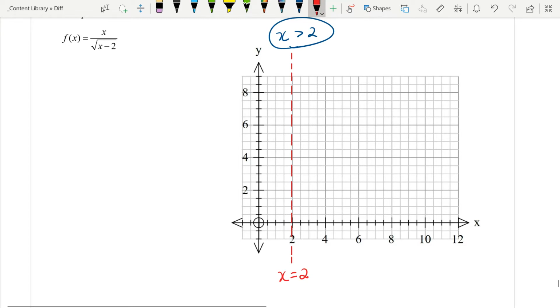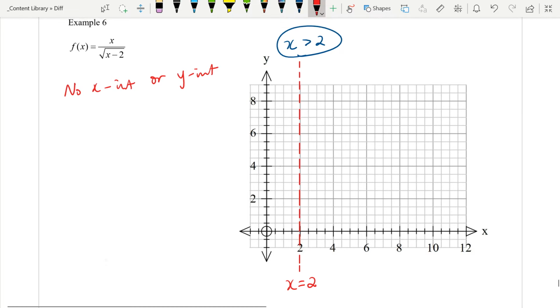Okay, what else can you find? Do we have an x-intercept? No, we can't. We can't solve that equals 0. We must have x equals 0, but it's out of our domain. So there's no x-intercept, and no y-intercept either because x can't equal 0. So no x, y-intercept. What else can we find next? Turning point.